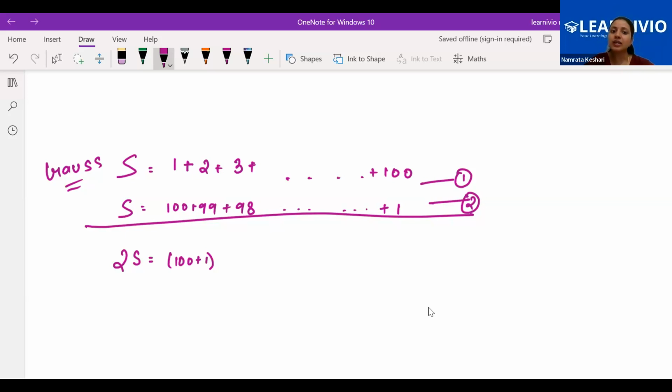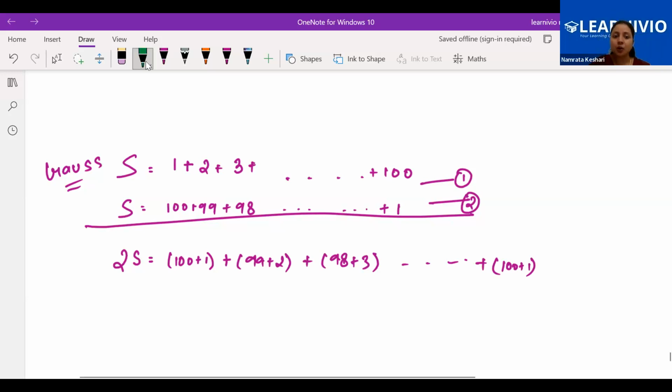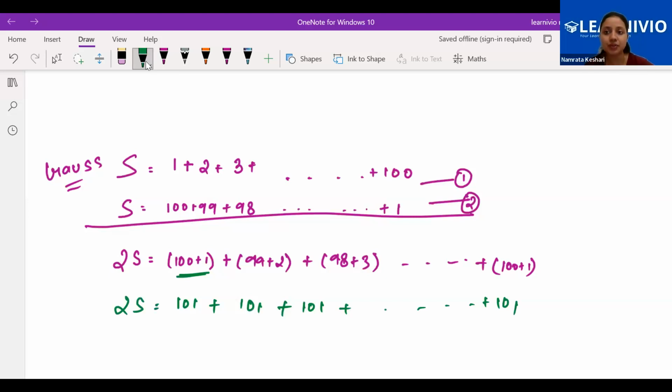Similarly, he did 99 plus 2 and treated it as a single term. Similarly, 98 plus 3. And like that he arranged it. Now, if you see carefully, you will realize that every pair, when added together, is just giving 101. Now, how many times do we have 101 over here?